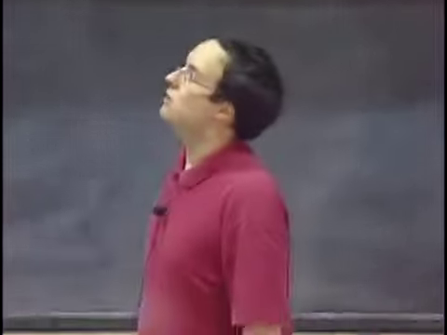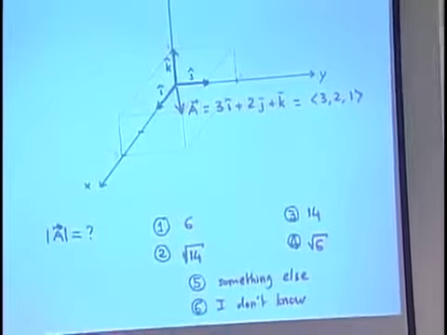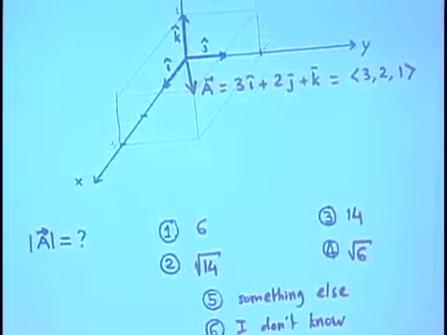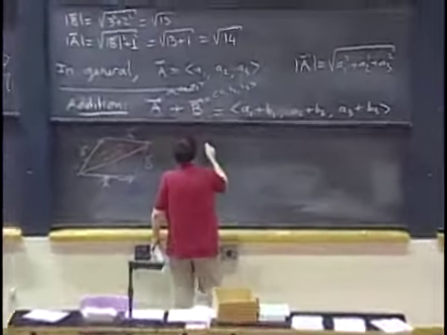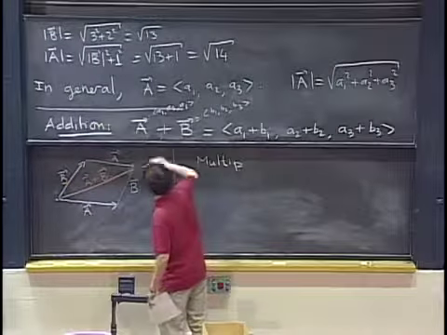So, for example, I said that my vector over there has components 3, 2, 1, but I also wrote it as 3 times i plus 2 times j plus k. What does that mean? Oh, so I need to tell you first about multiplying by a scalar. Maybe I should say this is about addition.